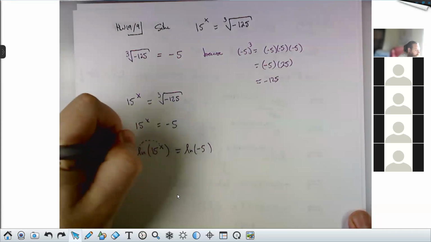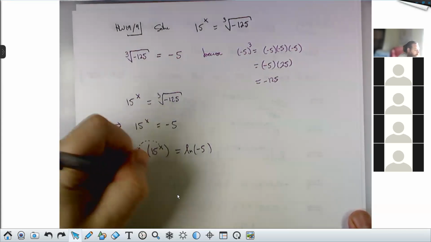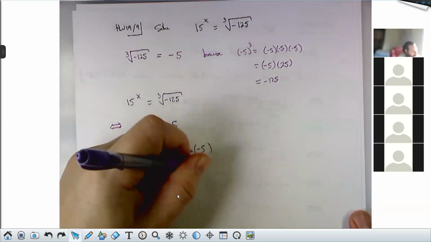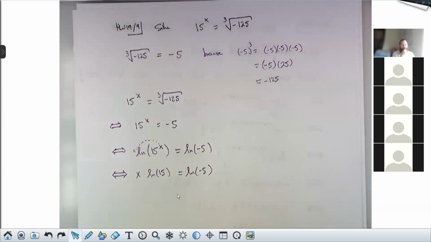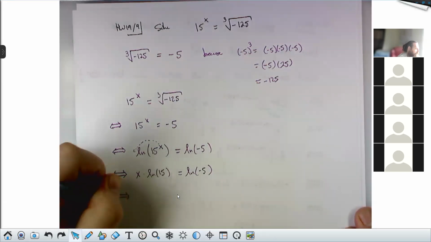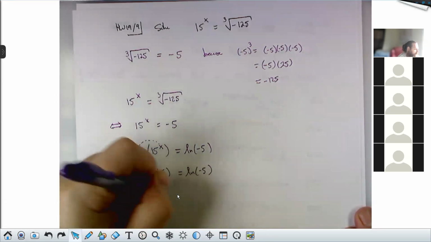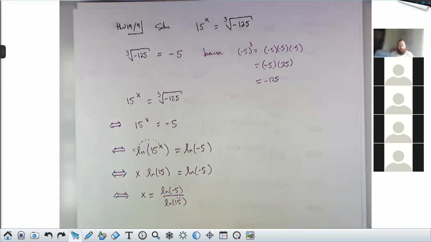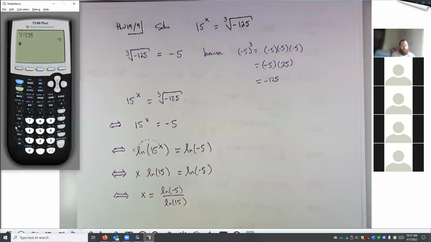We know that the reason we take these logs is to bring the x down. So I'd have x times the natural log of 15 equals the natural log of -5, more alarm bells. And just, again, mechanically following the steps, you would divide both sides by the natural log of 15. Now, when I go to type this into my calculator, it's going to poop the bed. Why is my calculator going to poop the bed? Because you can't take the ln of a negative number. Very good. The numerator there is undefined, right?